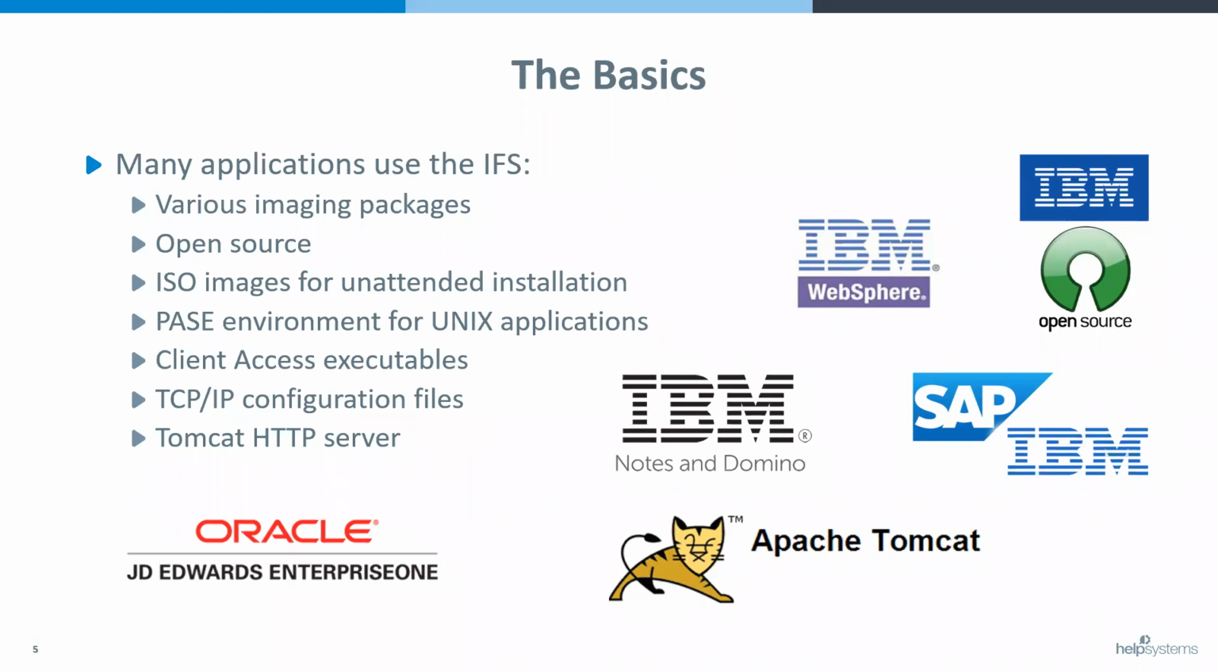ISO images for doing installations of operating systems and other PTFs and stuff take advantage of it. The PASE environment, IBM for years back in the day used to always say it's the most POSIX compliant operating system in the world, and being able to support Unix applications. Client access executables certainly are out there, TCP/IP configuration files, things like Tomcat, but then we look at some of the different business applications like Oracle, SAP, of course, the Lotus Notes, Domino, some of those things that have been on the system for many years.